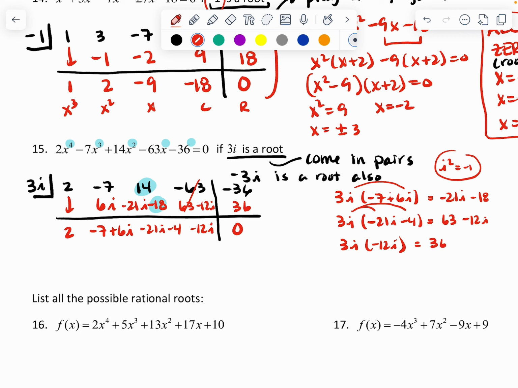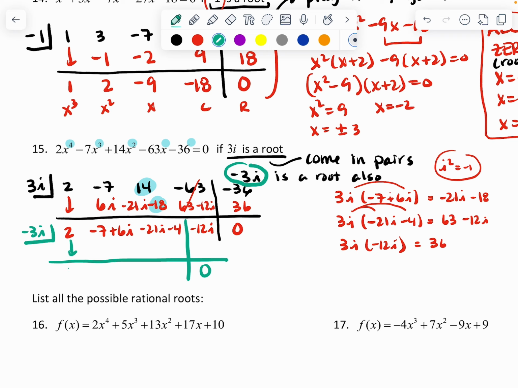Okay, now even though that was a little bit gross, doing it the second time is not that bad. So let's do this in a different color. This time I'm going to plug in my other root, which is -3i. Because I know it's a root, the remainder should be a 0. So let's see what we get.